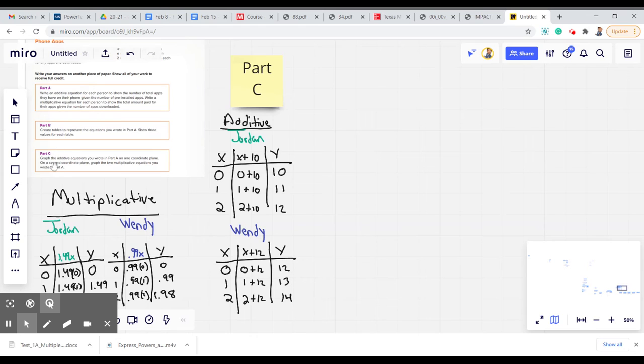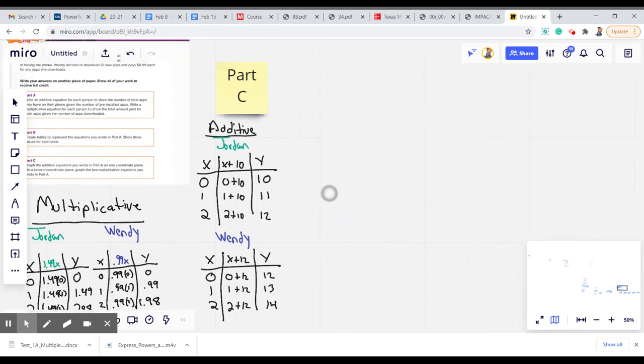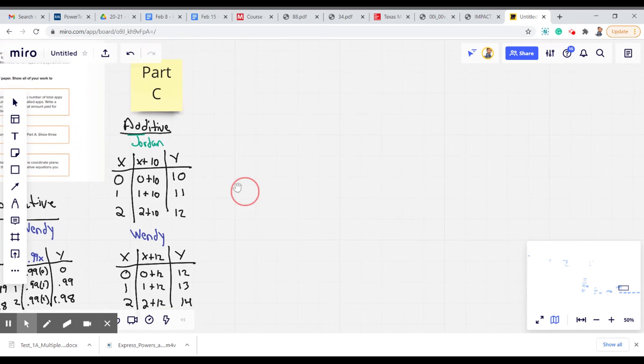Part C says graph the additive equations you wrote in part A on one coordinate plane, and on the second coordinate plane, graph the 2 multiplicative equations you wrote in part A. So let's do the first graph with part A. We're going to graph both Jordan and Wendy's data on this graph. You should have 2 lines when you are finished.